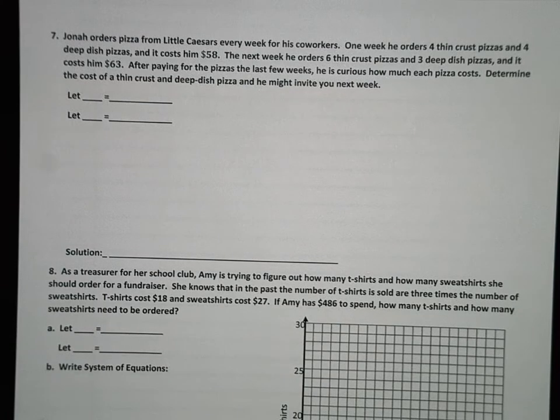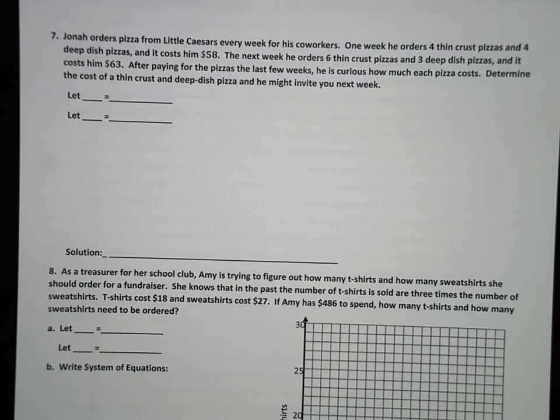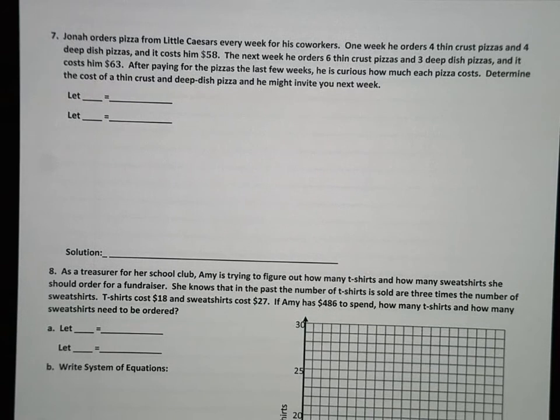General orders pizza from Little Caesars every week for his co-workers. One week he ordered 4 thin crust pizzas and 4 deep dish pizzas, and it cost him $58. The next week he ordered 6 thin crust pizzas and 3 deep dish pizzas, and it cost him $63. After paying for the pizzas the last few weeks, he is curious how much each pizza cost.